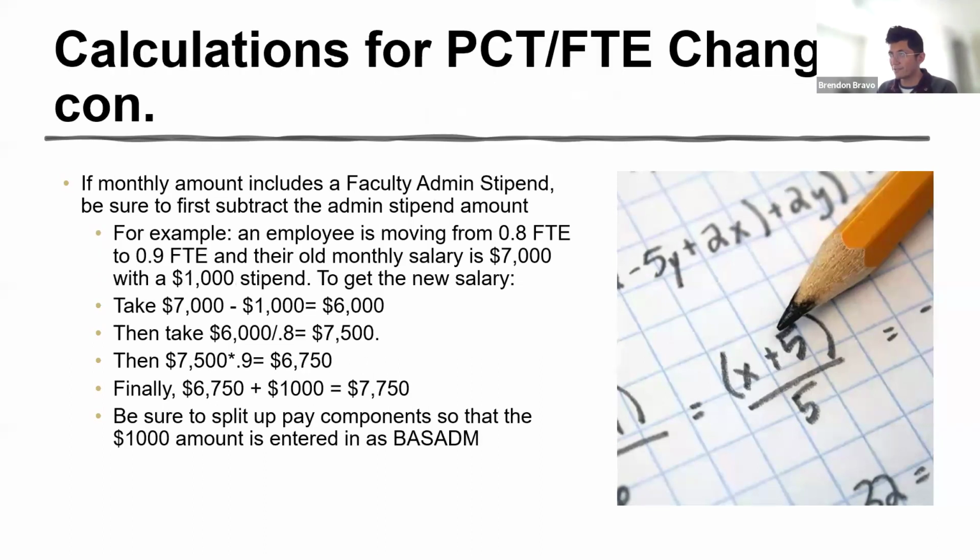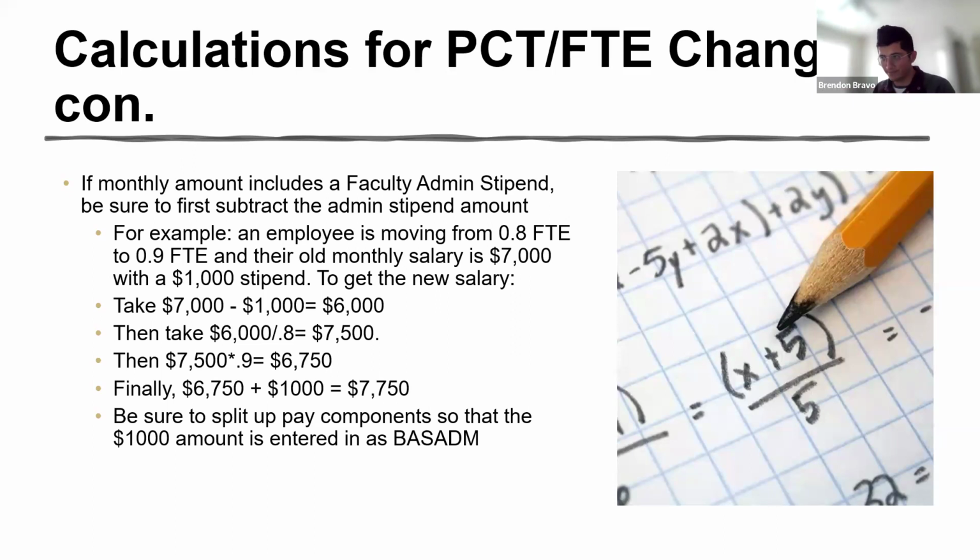There is a slight change for certain calculations on percent of time and FTE changes, and that's if there's a faculty admin stipend included with it. Typically, a faculty admin stipend is separate from what their current role is. So if their FTE is changing, usually that faculty admin stipend won't be going up or down with the FTE change because it's completely separate from their regular job. So if your monthly amount does include a faculty admin stipend, so that's your base ADM comp rate code, you want to be sure to first subtract out the admin stipend amount.